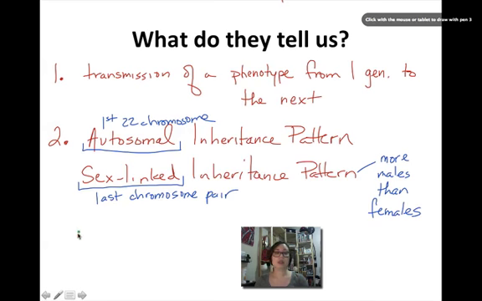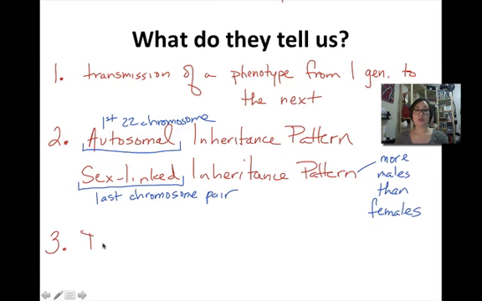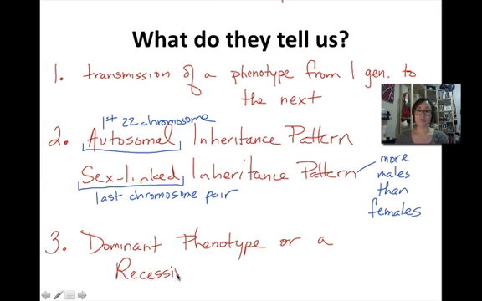The last thing that a pedigree can show us or tell us is whether we're dealing with a dominant phenotype or a recessive phenotype. And we'll talk really quickly about how the pedigree can actually show you that.